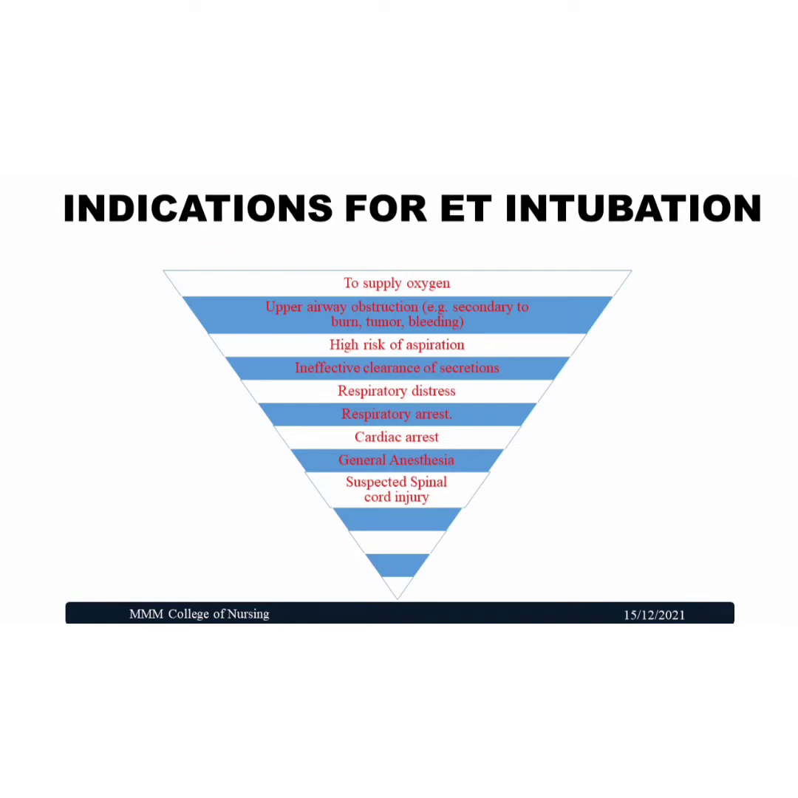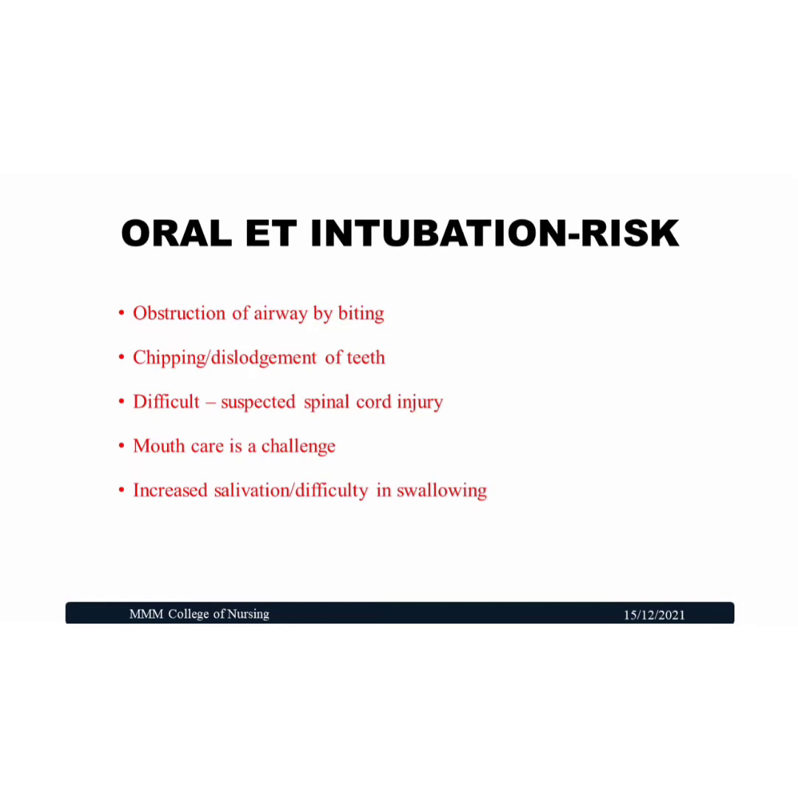Let's see the indications of endotracheal intubation. The first is to supply oxygen. Others are upper airway obstruction, for example secondary to burn, tumor or bleeding, high risk of aspiration, ineffective airway clearance and excess secretions, respiratory arrest or distress, cardiac arrest, general anesthesia, and decreased level of consciousness with a GCS of less than 8.